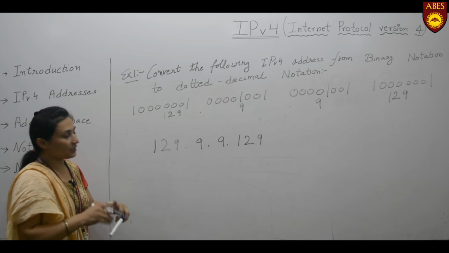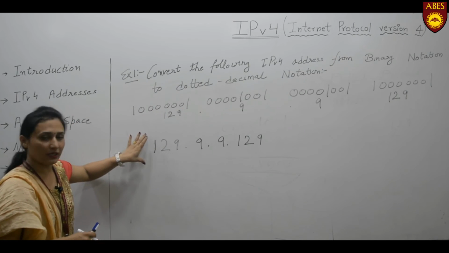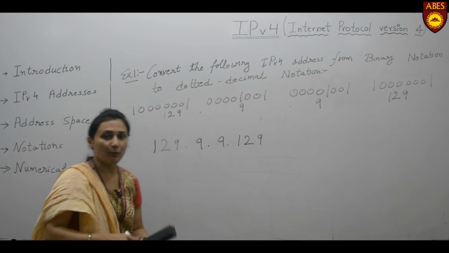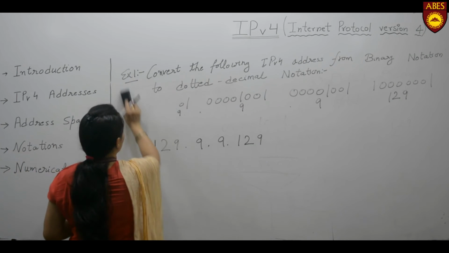So the next numerical is the reverse of this. Suppose we have a decimal number and we have to convert that into the binary equivalent address of the IPv4.